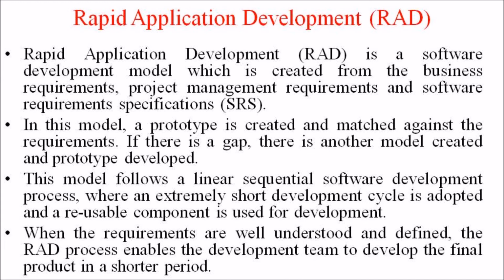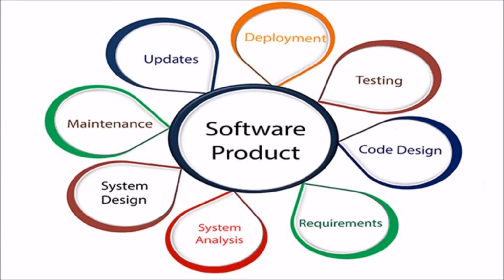This model follows a linear sequential software development process where an extremely short development cycle is adopted and reusable components are used for development. When the requirements are well understood and defined, the RAD process enables the development team to develop the final product in a short period. So my dear students, this is just an introduction to different types of software testing models.